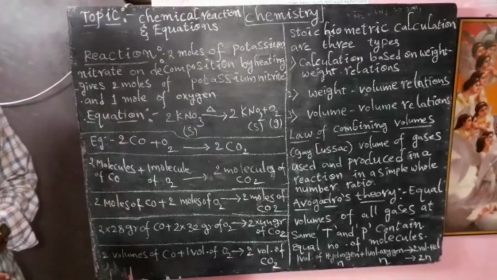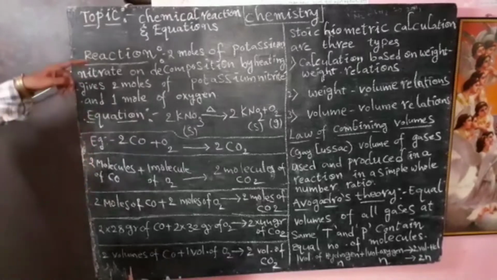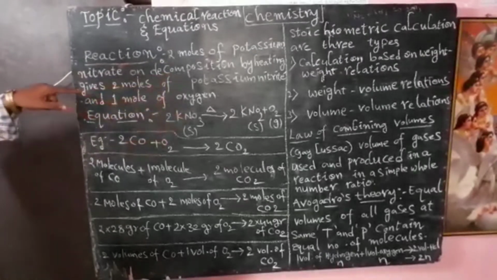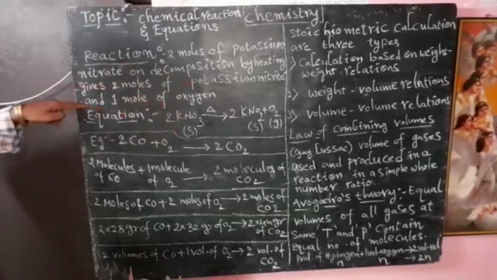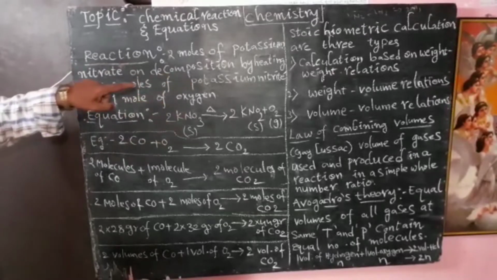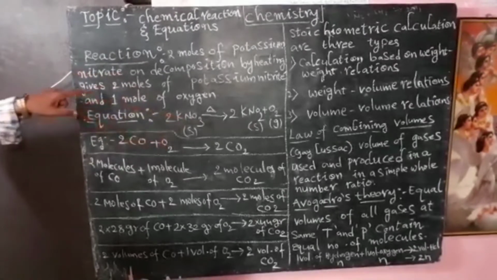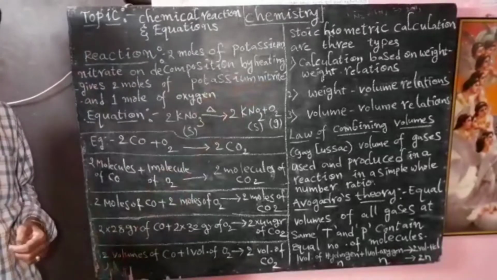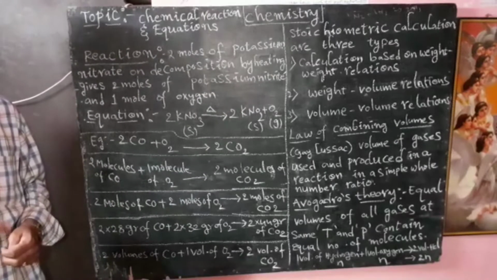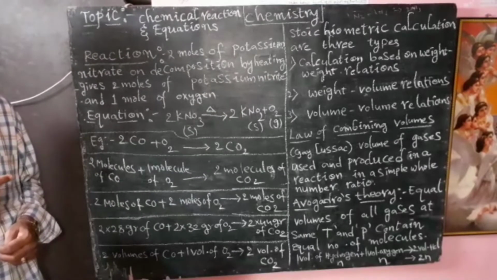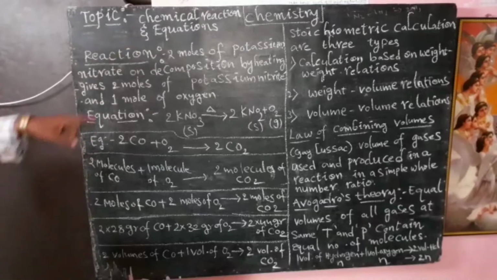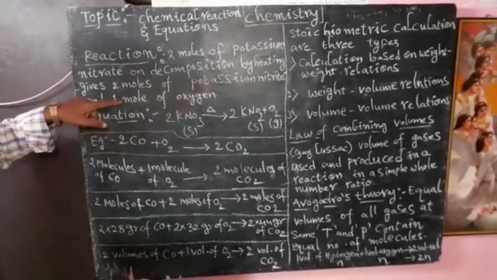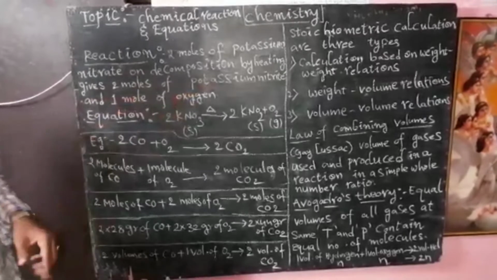See here, I wrote one chemical reaction and chemical equation. So 2 moles of potassium nitrate, formula KNO3, on decomposition by heating gives 2 moles of potassium nitrite. Okay, if a compound contains more number of oxygens, the suffix we have to add is ate, and for less number of oxygens, the suffix we have to add is ite. So here 2 moles of potassium nitrate on decomposition by heating gives 2 moles of potassium nitrite, and also one of the byproducts is 1 mole of oxygen. So this is the matter.